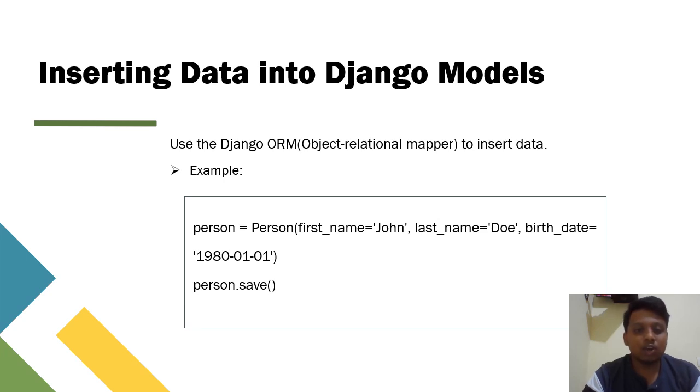Now let us look into insertion of data into Django models. We use the ORM, the Object Relational Mapper, to insert data. Example: person equals Person, where we give the first name John, the last name George, and the birth date 1980-01-01, and we save it. This is how we insert data for a person.